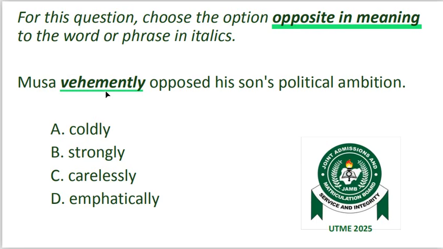Now, the one that is opposite in meaning to strongly or passionately, let's see again. Coldly, strongly. In fact, strongly is a synonym, so strongly is wrong. Let's eliminate strongly. Carelessly, well, emphatically, these two options are also wrong. The correct option is coldly. When you do something coldly, you do it without emotion. You do it without interest. So that is the correct option. Musa coldly opposed his son's political ambition. Option A. Let's go to the next question.